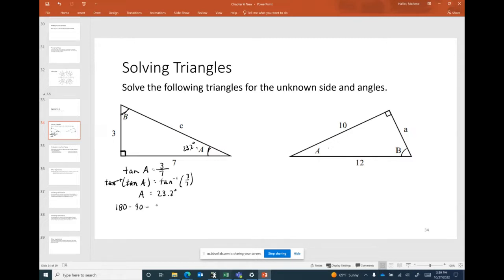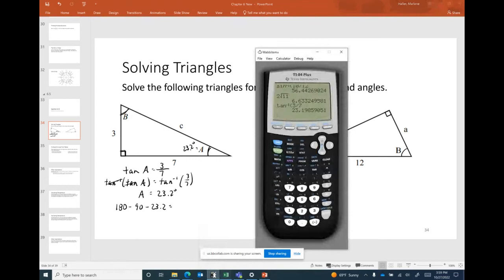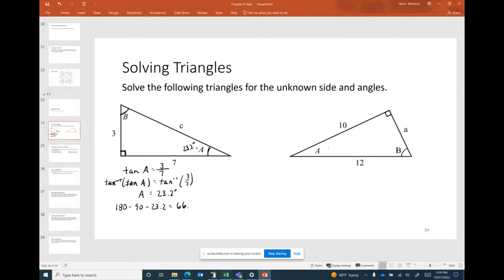So 180 minus 90 minus 23.2 is, let's see, 180 minus 90 is 90. Okay, it's 66.8 degrees. And that's our other angle B over here. All right, so now we know all the angles. All we need is the length of this hypotenuse.